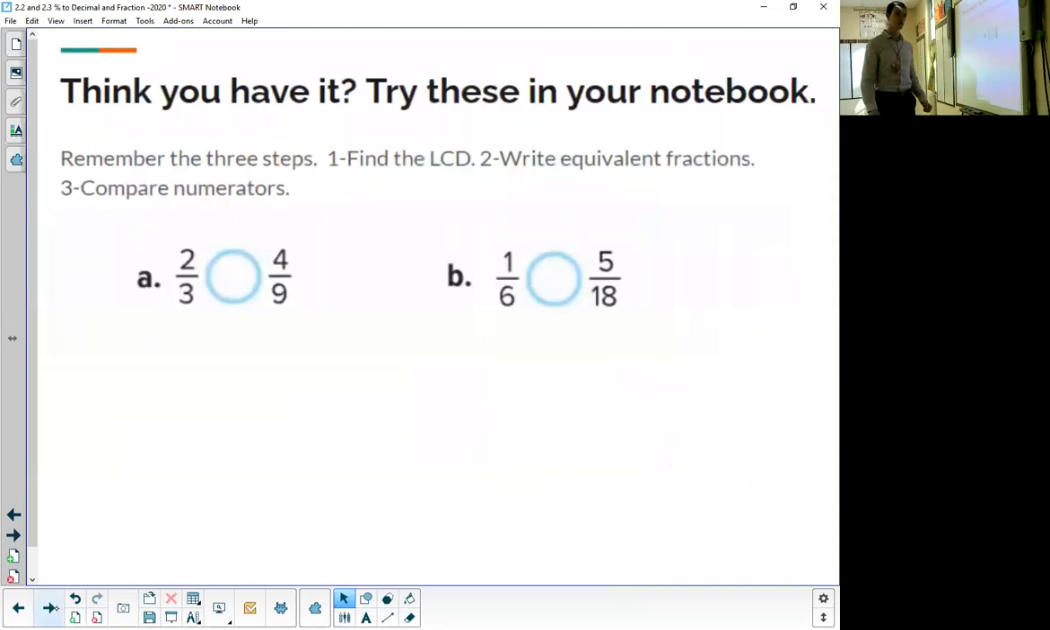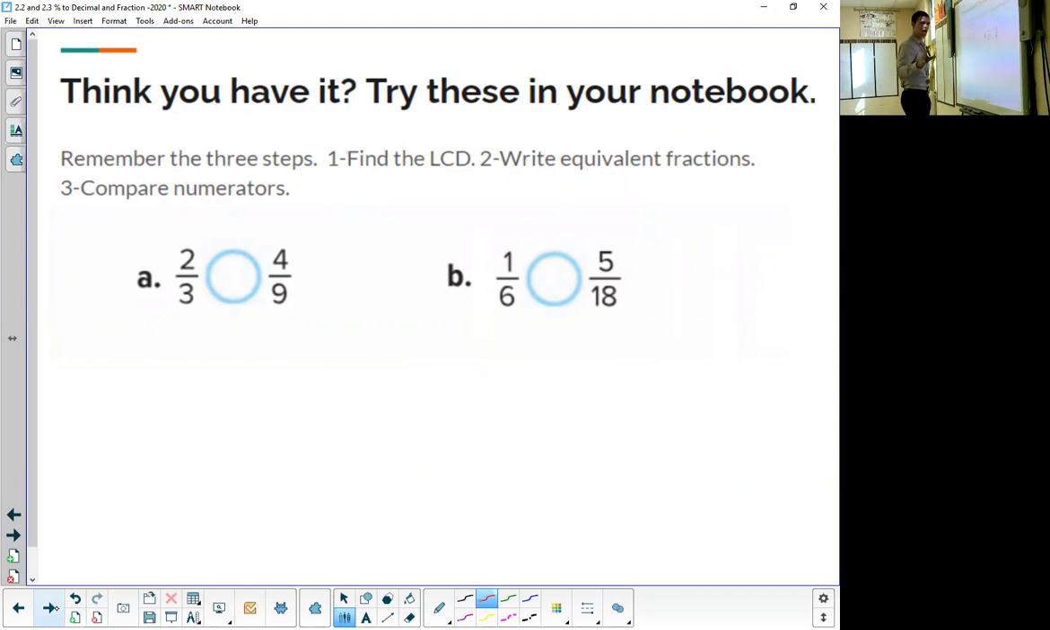So let's try these in our notebooks. Take a moment, pause the video. Remember to follow the steps and solve these problems. Welcome back after that short pause, or you just immediately know the answers, and in that case, I commend you for that. So our first one, 2/3 and 4/9, we're going to find the LCD.